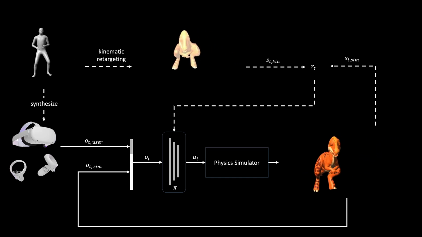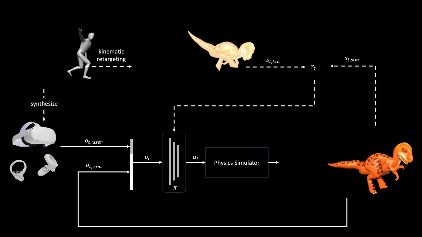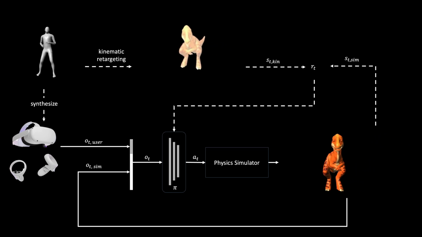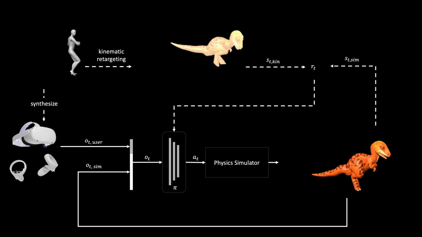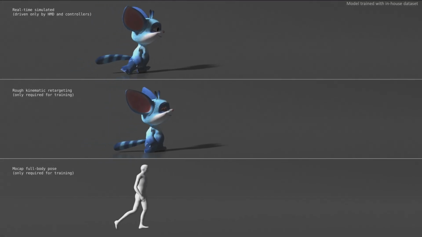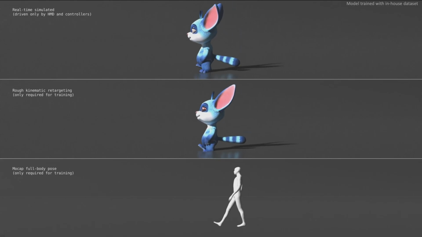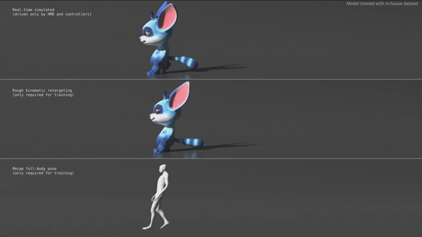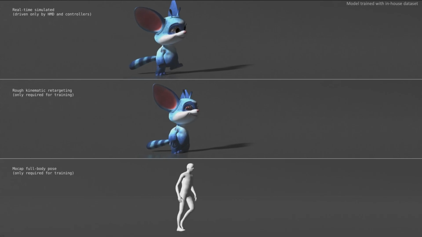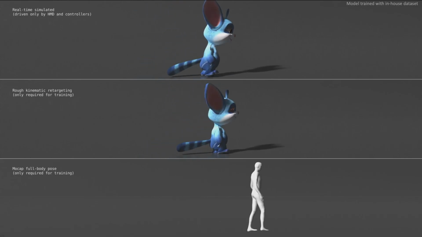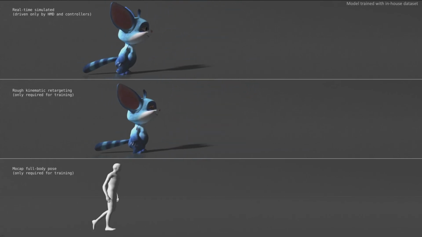Once the policy is trained, we don't need any full body information, and we control the character with only head and hand controllers information. Here, we show how we use human motion capture data to train our policy. We manually match some joint angles of the human to conceptually similar joints of the creature. This gives us a rough estimate of the creature's motion, shown in the middle.